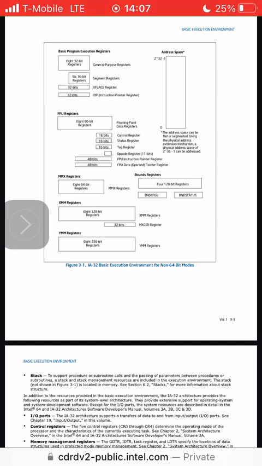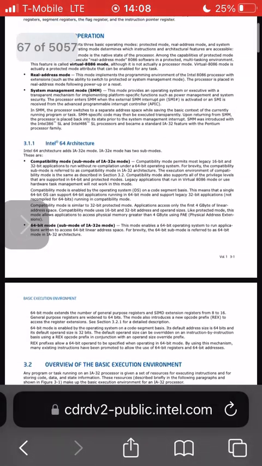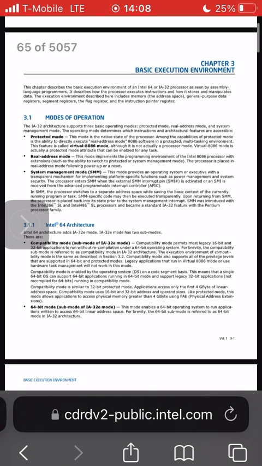System Management Mode, SMM. This mode provides an operating system or executive with a transparent mechanism for implementing platform-specific functions, such as power management and system security. The processor enters SMM when the external SMM interrupt pin, SMI#, is activated or an SMI is received from the Advanced Programmable Interrupt Controller, APIC.